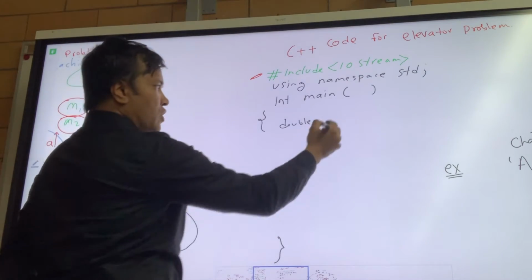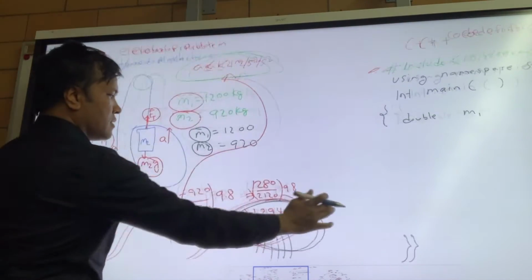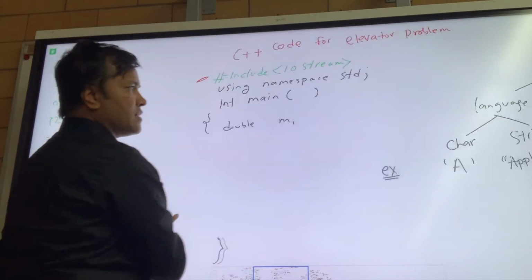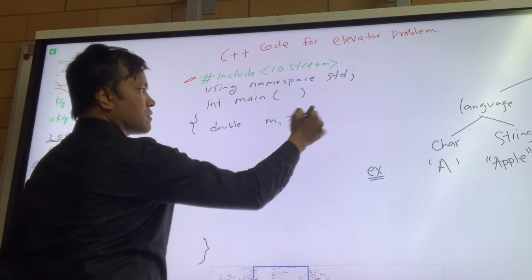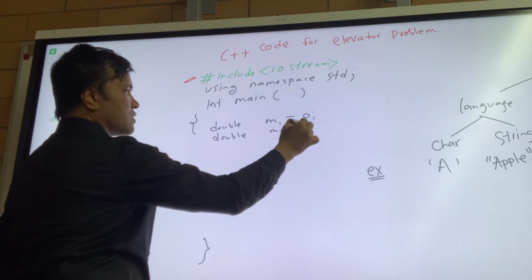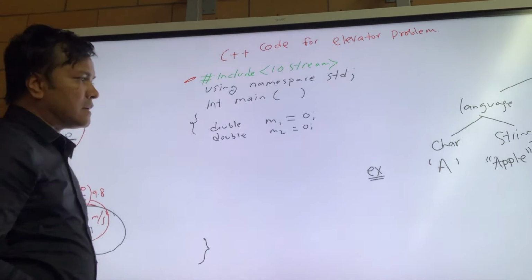Okay, so let's use double, and let's call it M1. Why do we call it M1? Because this is our M1. M1 is equal to 0. Double M2 is equal to 0. All right. Now what can we do?